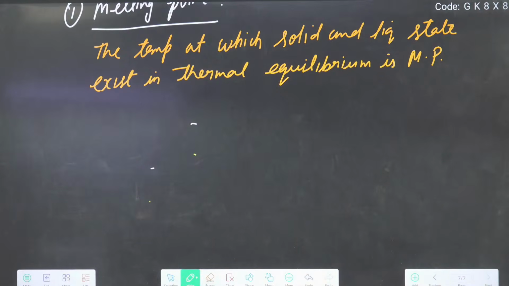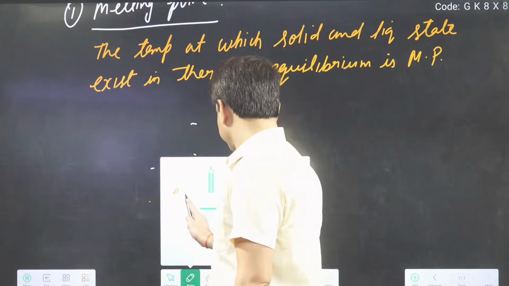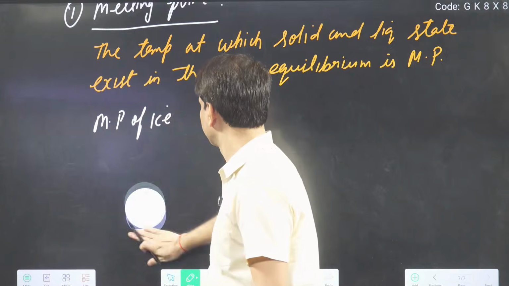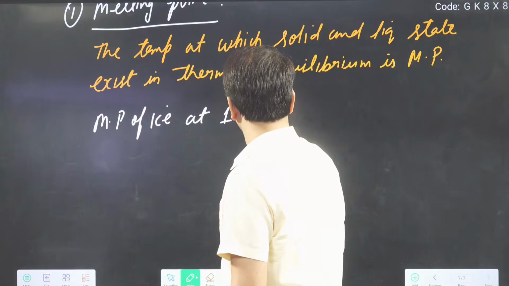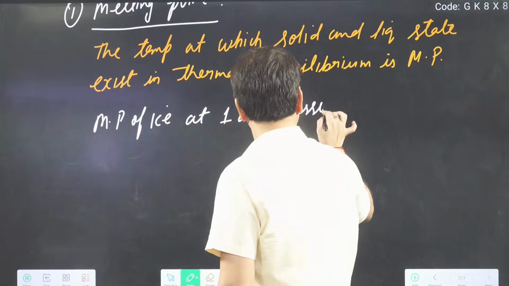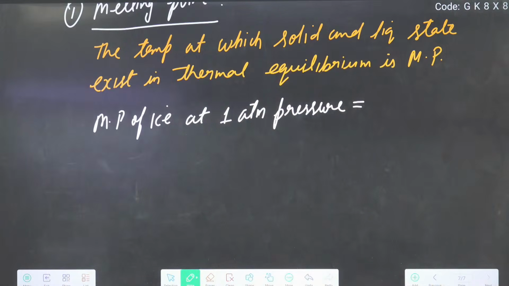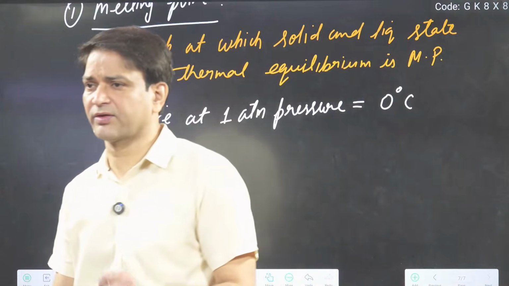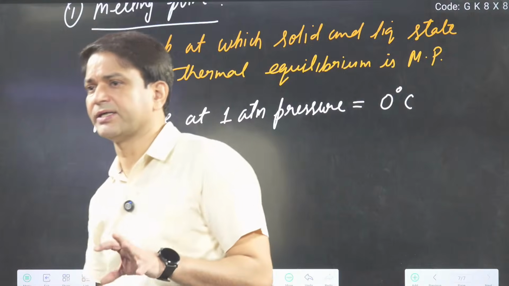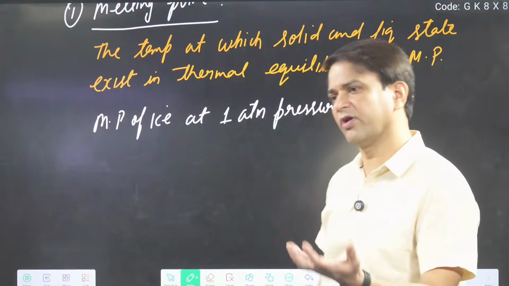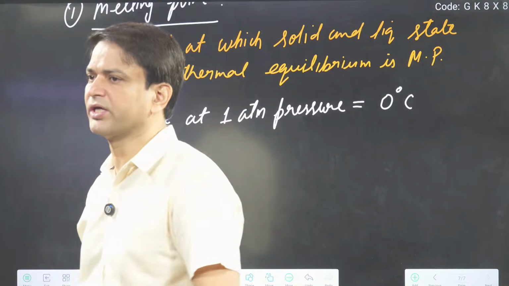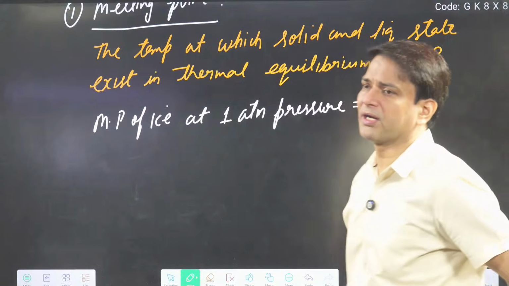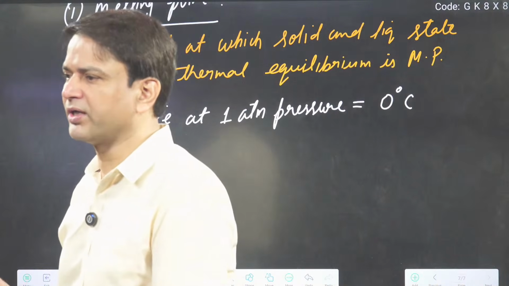Everybody got it? And this everybody knows, melting point of ice at 1 atm pressure. What is the value? 0 degree C. By default, if they have not given the pressure, we will consider 1 atmospheric pressure. At 1 atm pressure, melting point of ice is 0 degree C. So water will freeze at 0 degree C and ice will melt at 0 degree C at 1 atm pressure. That is also called the normal melting point. Normal melting point means melting point at 1 atm pressure.